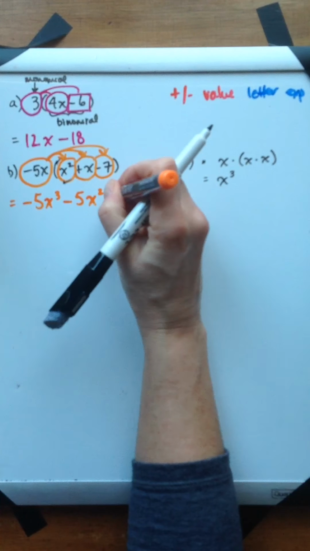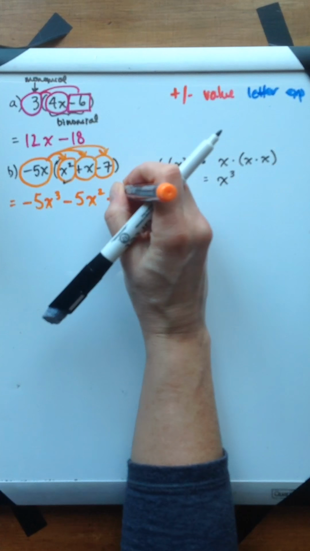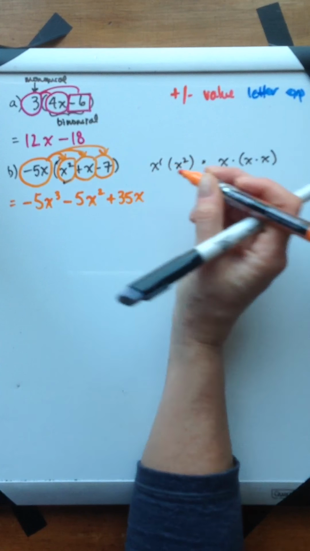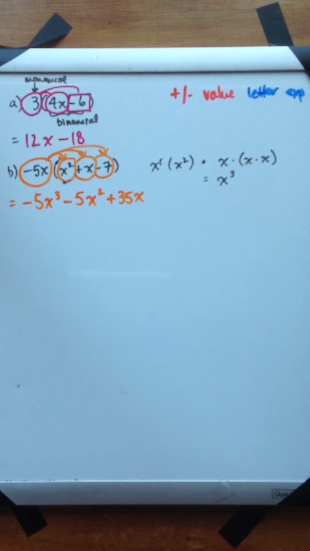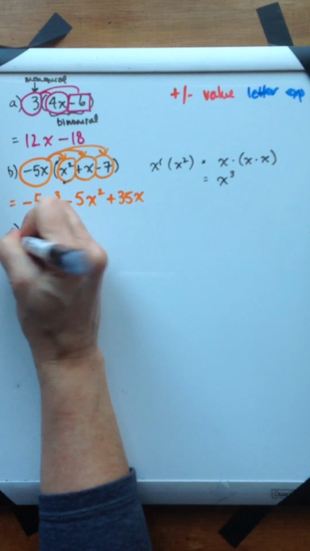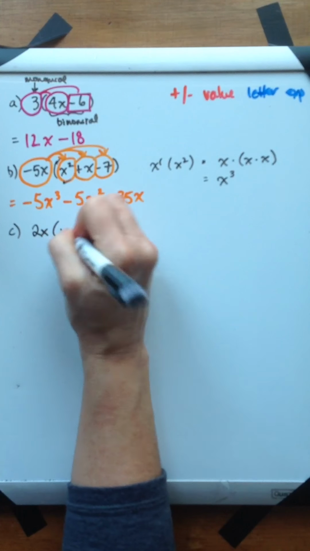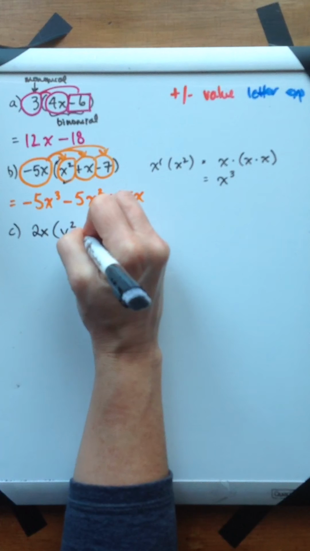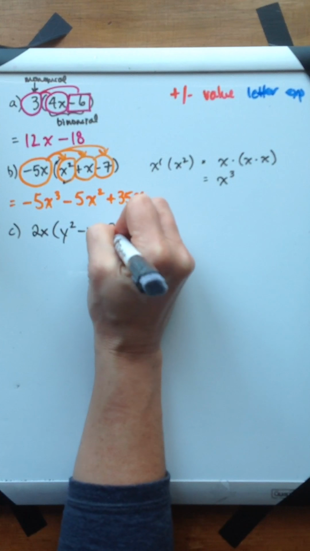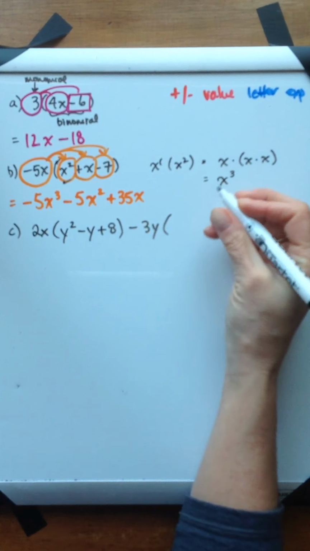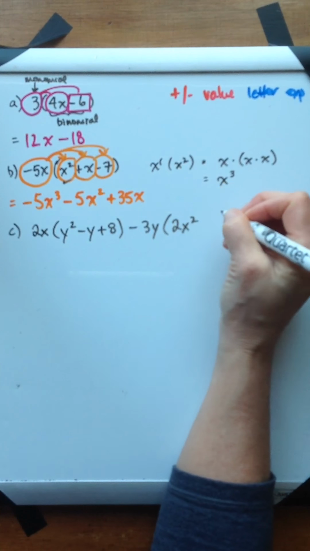Negative times negative is positive, 5 times 7 is 35, and there's no literal part here, so we're still multiplying all those through just by x. All right, let's do one final example for this lesson, and then we'll switch to page 2 of your note in the next video. 2x times (y squared minus y plus 8), minus 3y times (2x squared plus 6x minus 9).